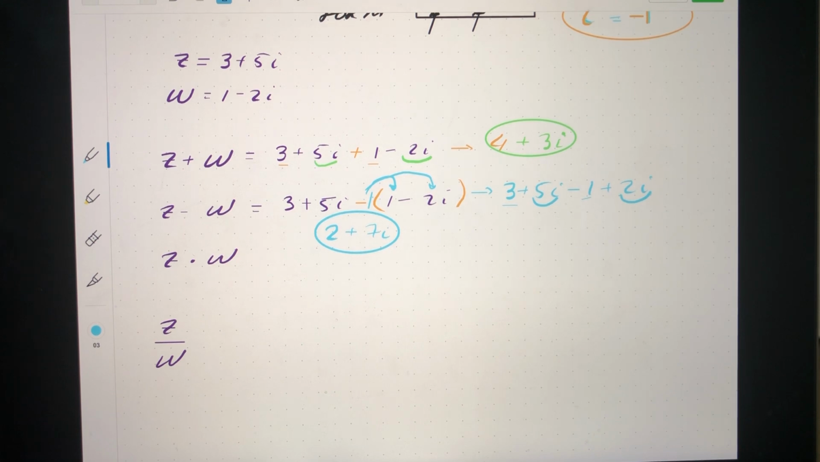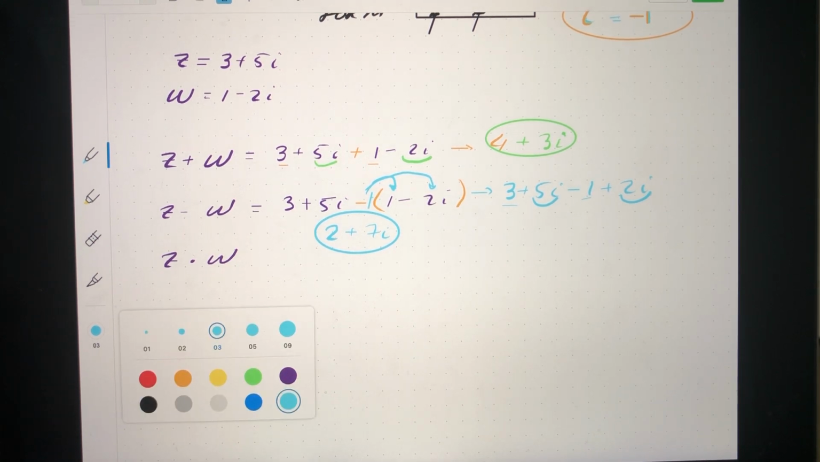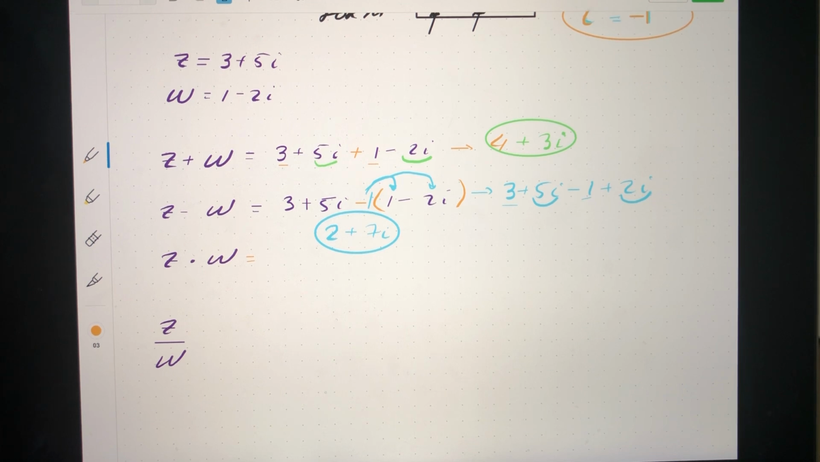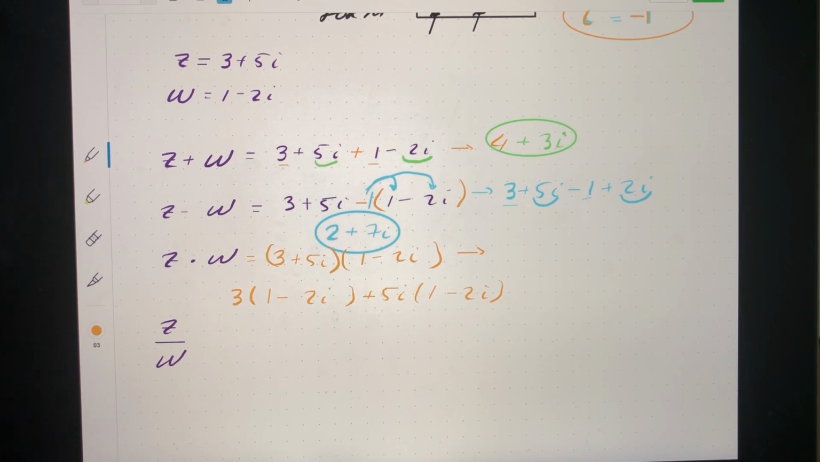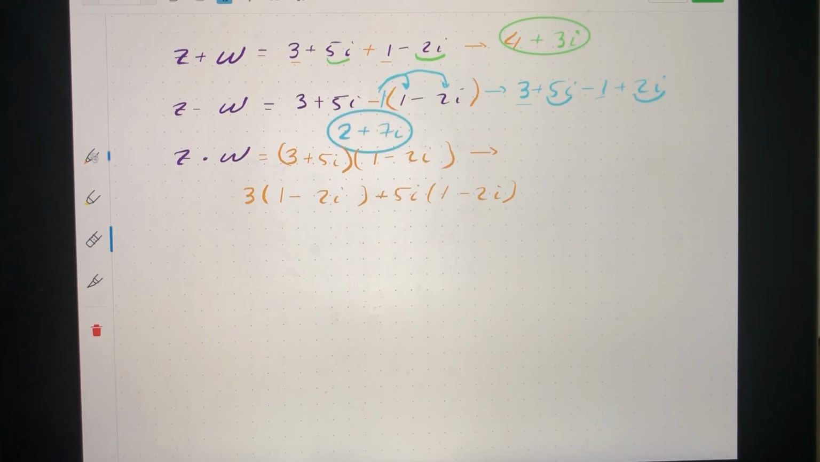Now the multiplication. This is where it gets a little bit more involved, but it's still the same process as multiplying any other two things with x's in them. 1 minus 2i. So when we're multiplying straight through, this really means that we have 3 times 1 minus 2i, and then we have plus 5i times the entire quantity. So we could just split them up and multiply them like this. We'll have to do this one a little bit later. So here comes the multiplication.